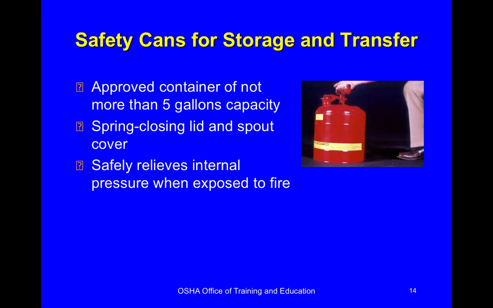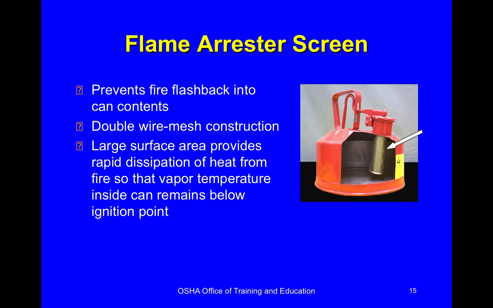Here's an example of a safety can. They're usually metal, they're vented, the lids will close on their own, so they're spring loaded. They also allow pressure that builds up in the can to be released. The safety cans also have a spark arrestor or a flame arrestor inside. This is a type of mesh cone in the spout. If flame were to get in there, it will use up all of the vapor and put the flame out.